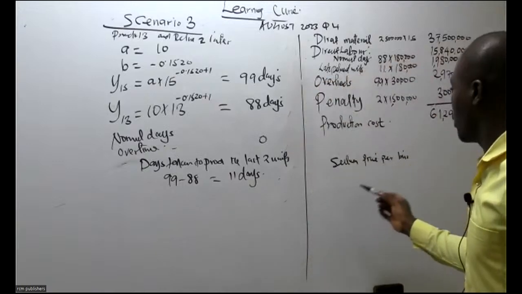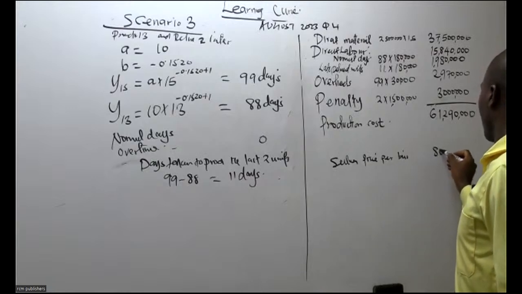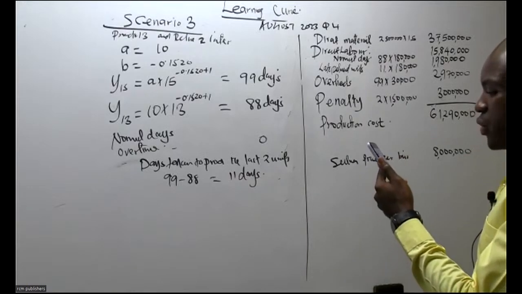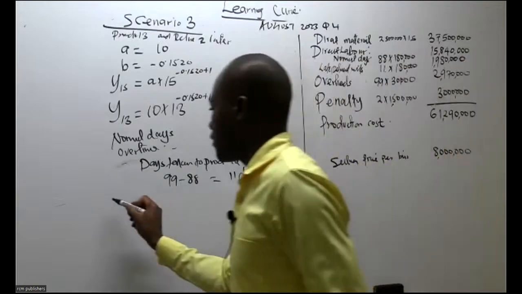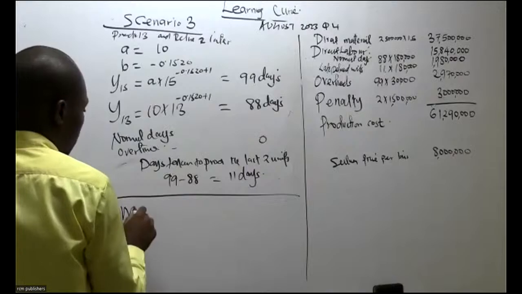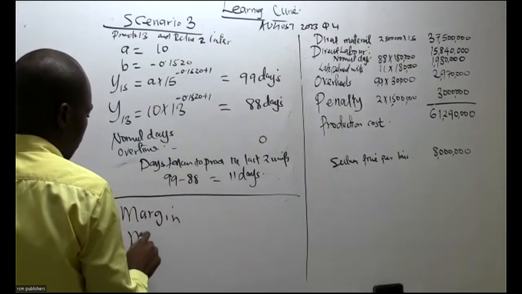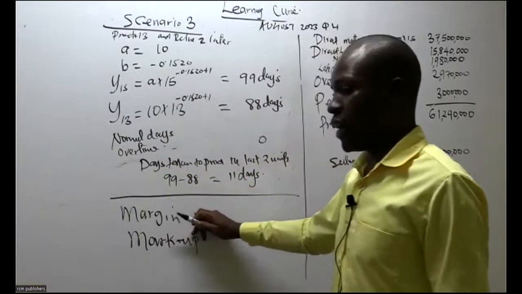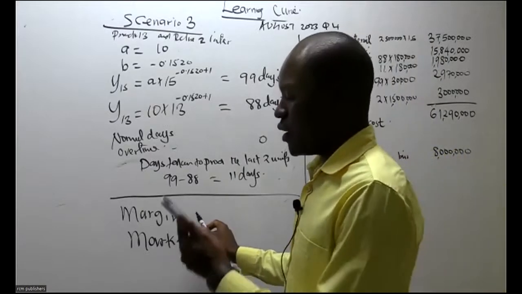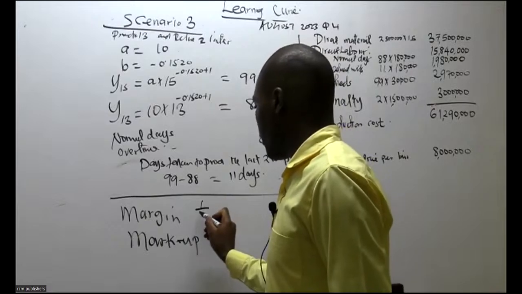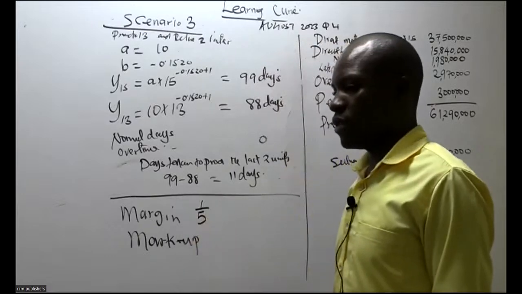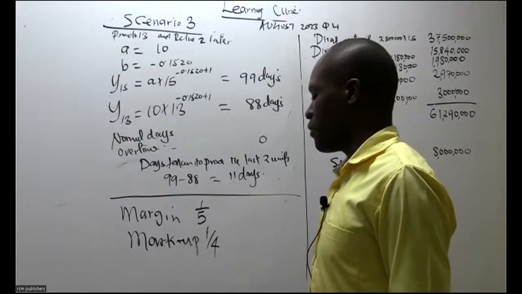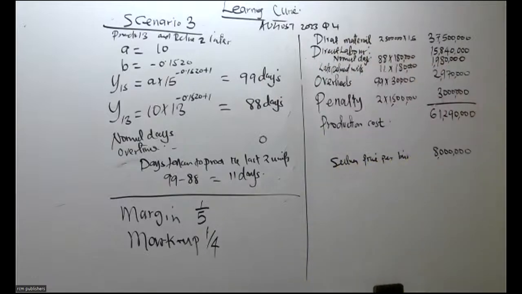Sasa tumefika hapo. The selling price per bus is 8 million. That is the selling price. And we are told the target profit margin. I believe at this level, we understand the difference between margin and markup. Markup is on the cost, margin is on the sales value. So we are told that margin is 20%, which is the same as 1 over 5. So it means your markup will be 1 over 4.